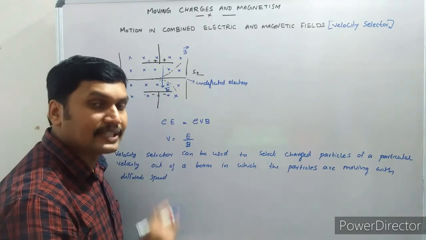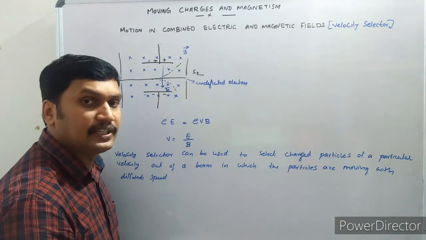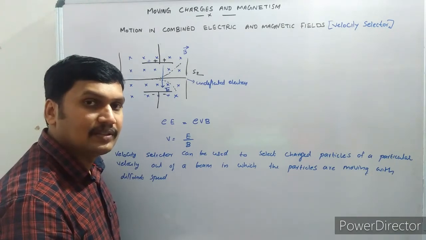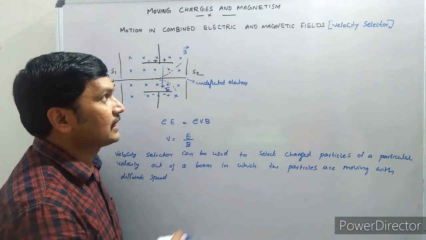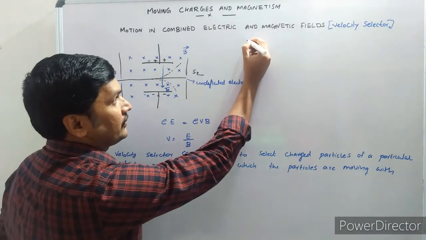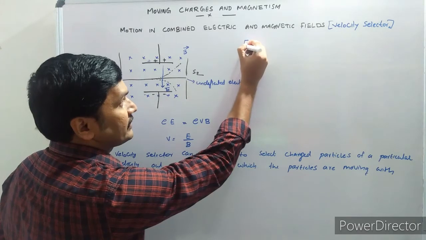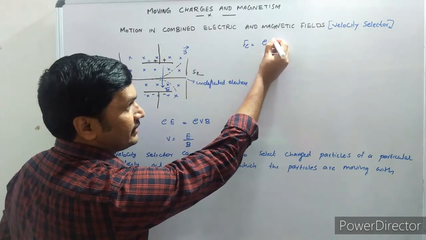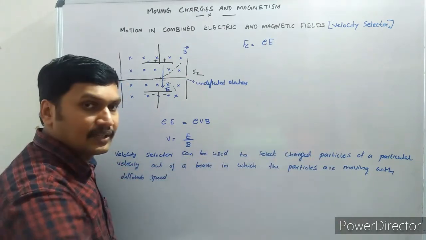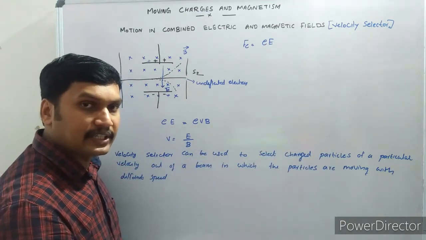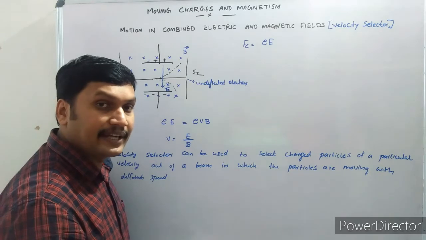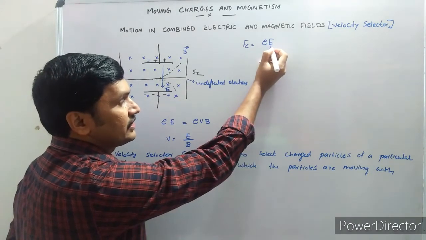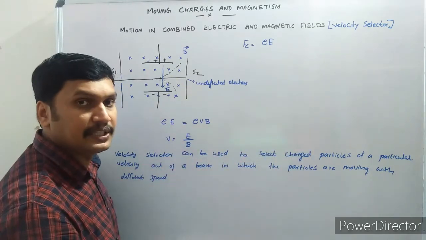We know that when a charge is moving through an electric field, it experiences a force. What is the force experienced by the electron? In an electric field, the force is equal to the magnitude of charge into the strength of the electric field, Fe.